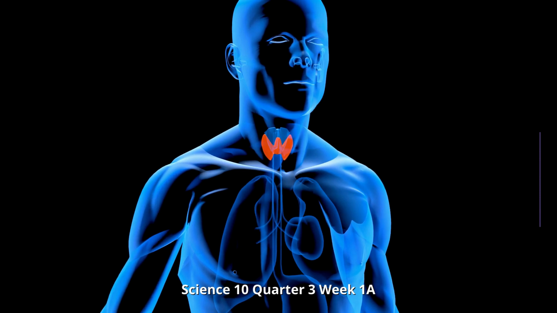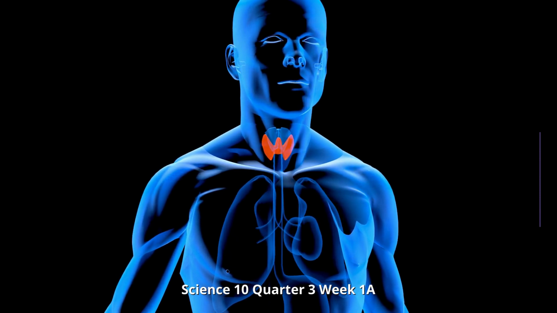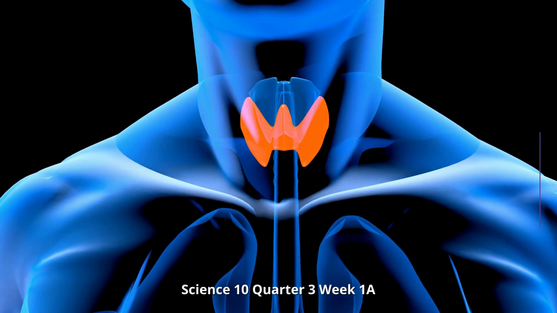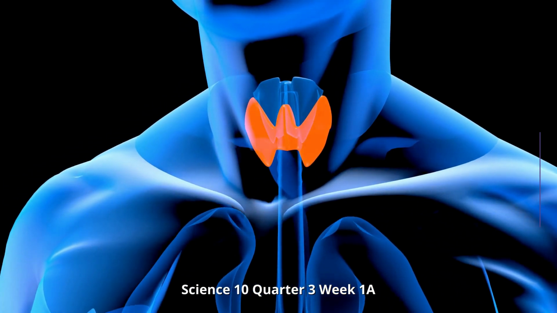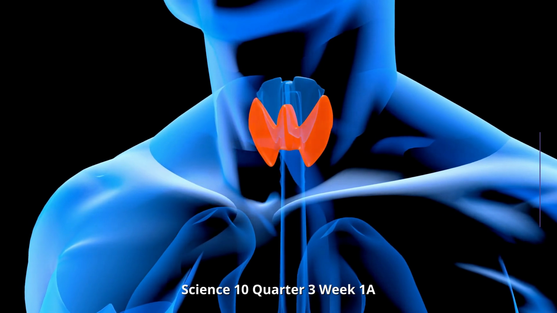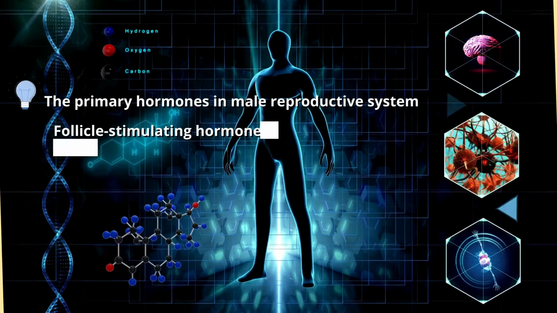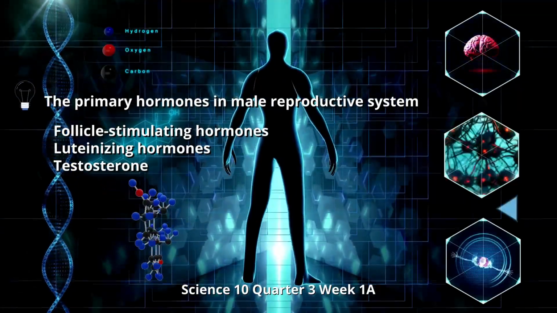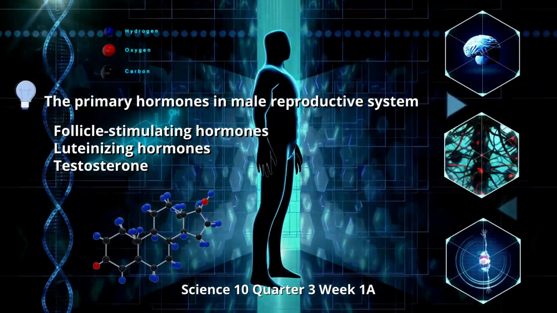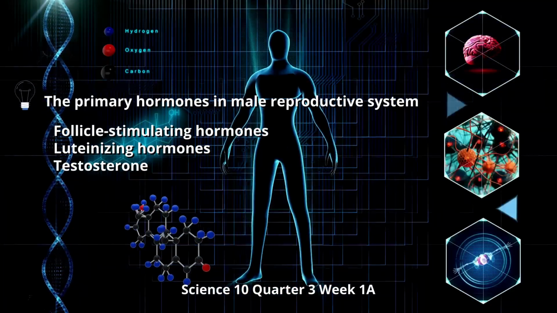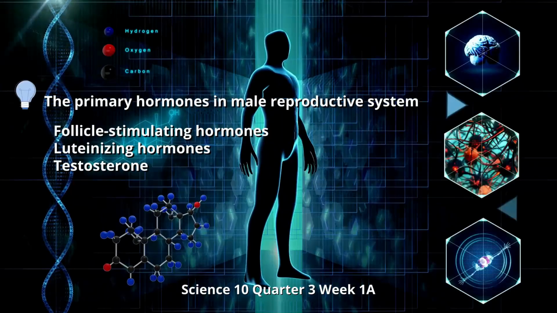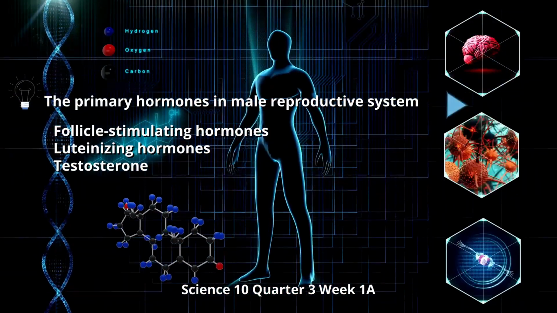The entire male reproductive system is dependent on hormones, which are chemicals that stimulate or regulate the activity of cells or organs. The primary hormones involved in the functioning of the male reproductive system are follicle-stimulating hormone or FSH, luteinizing hormone or LH, and testosterone.